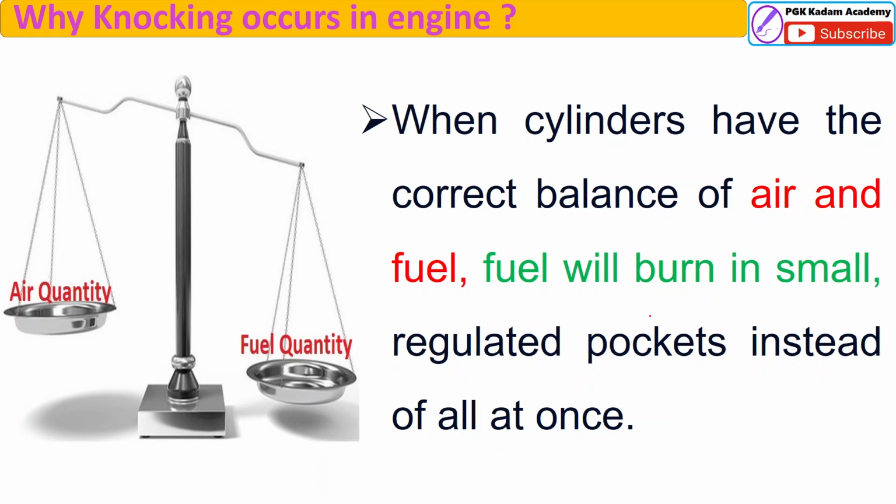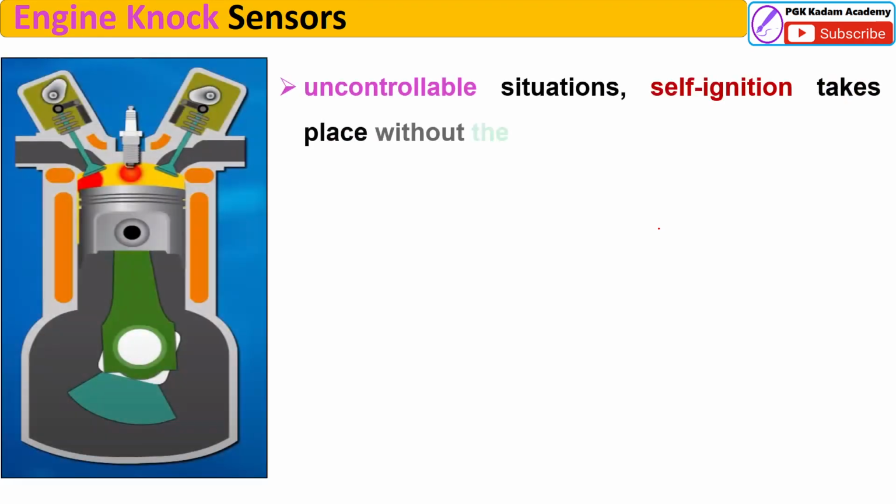When cylinders have the correct balance of air and fuel, the fuel will burn in small regulated pockets instead of all at once. The fuel will burn small, but all the fuel will burn. When the correct balance is not there, knocking will occur, and the sensors are used for this.